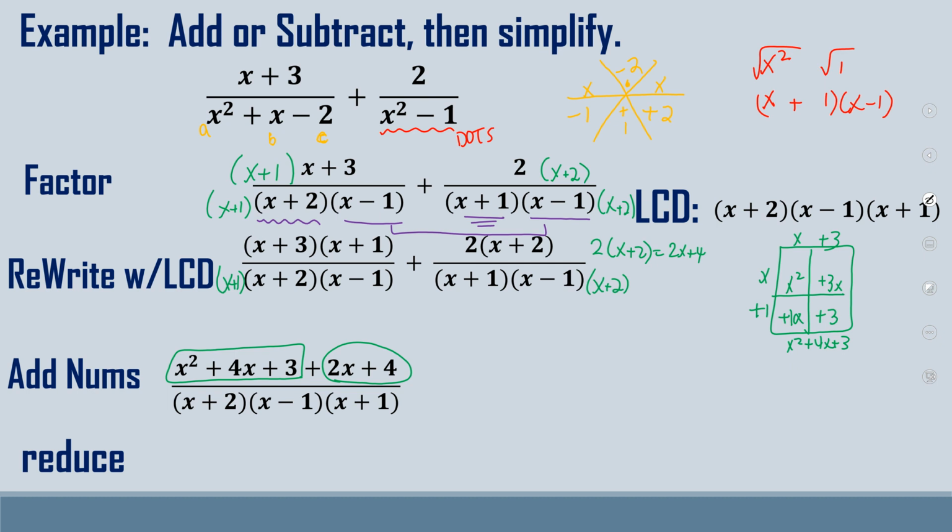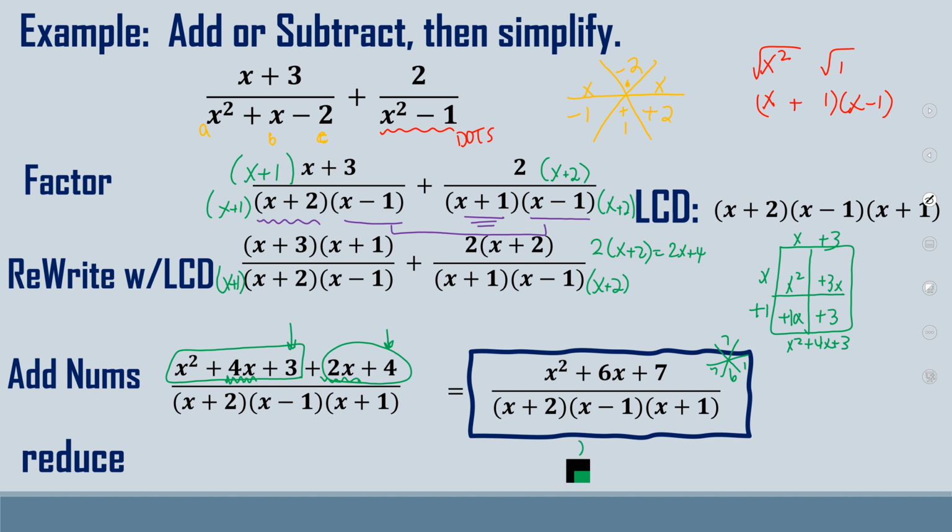Okay, combine your like terms. So I have a 4x I can add with a 2x, and a 3 I can add with a 4. So I get x squared plus 6x plus 7 all over that common denominator. And I know it looks like we could probably factor that numerator, but we really can't. The factors of 7 adding to 6, let's see, they would be 7 and 1, both positive or negative, and there's no way to make that happen. So you can't reduce that anymore. That is your final answer.